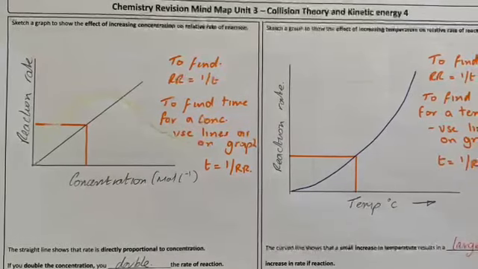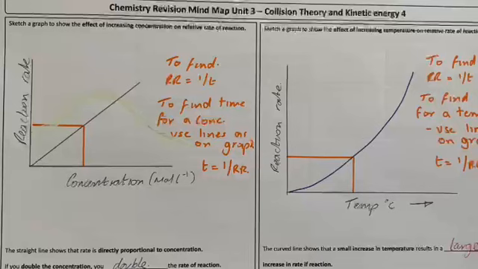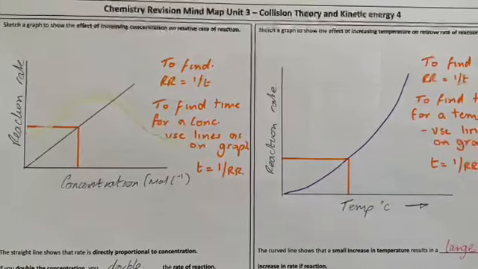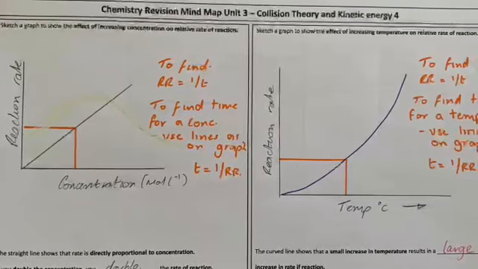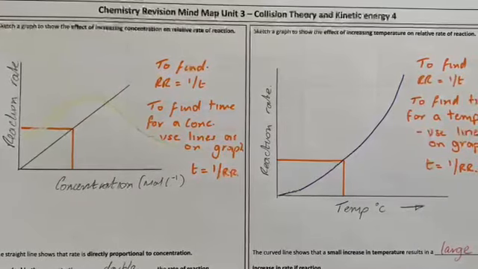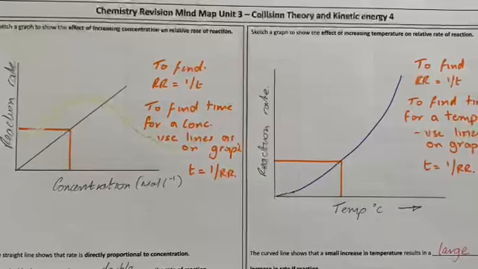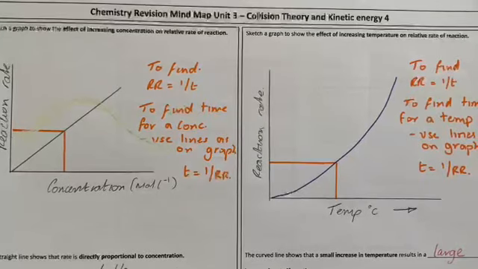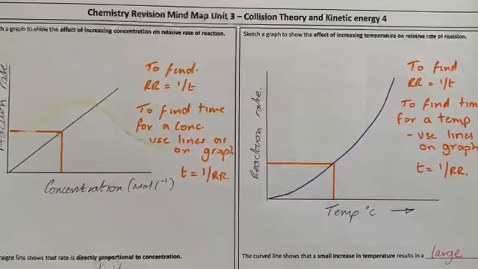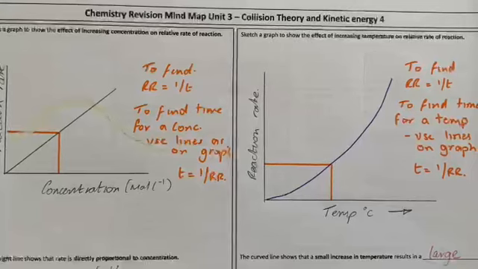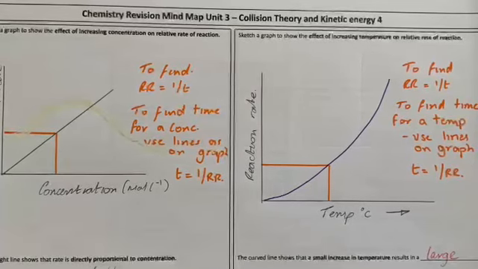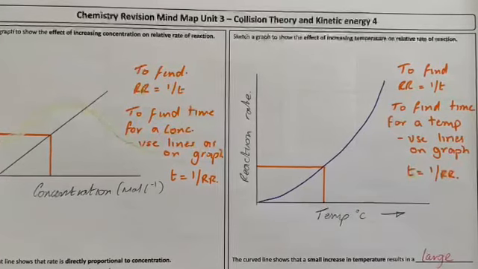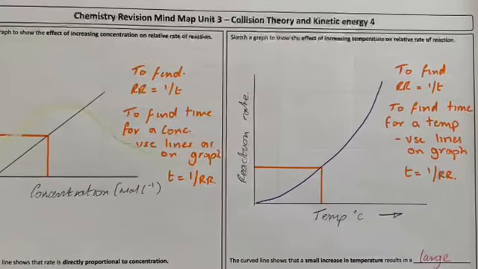If we increase the concentration, then we proportionally increase the reaction rate. Double the concentration, double the reaction rate. Whereas if we increase the temperature, then we increase the reaction rate a lot faster. Often we are asked to look up the time taken for a reaction at a certain concentration or temperature, and do it as we've put on the lines on there. Just invert the formula, reaction rate equals 1 over time, to time equals 1 over reaction rate.